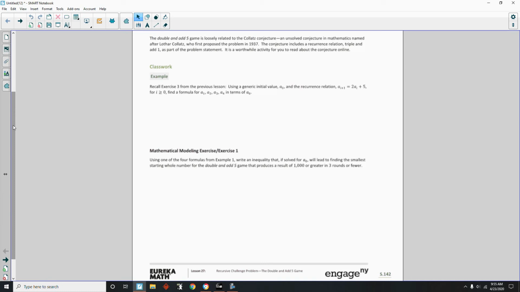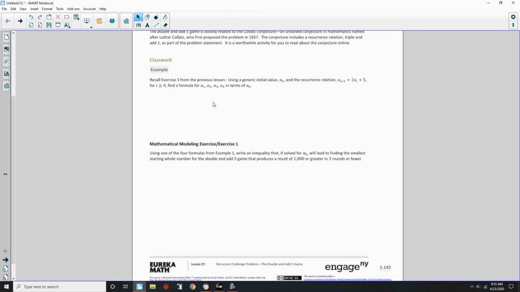It is a worthwhile activity for you to read about the conjecture online. So I highly recommend Googling the Collatz conjecture. It's pretty cool. Anyhow, classwork example.